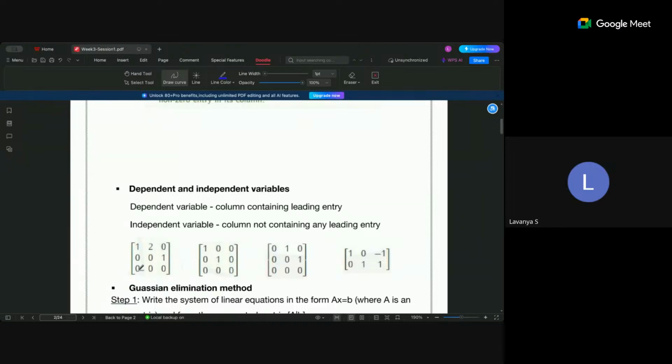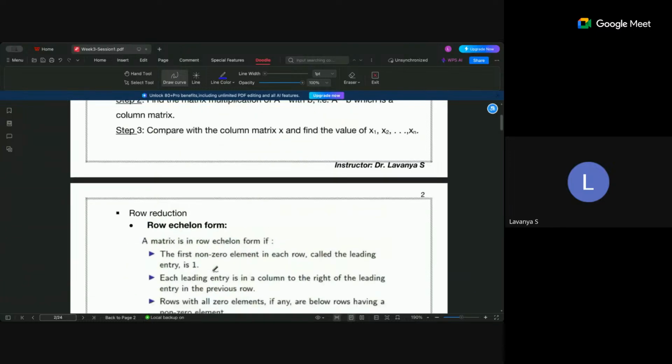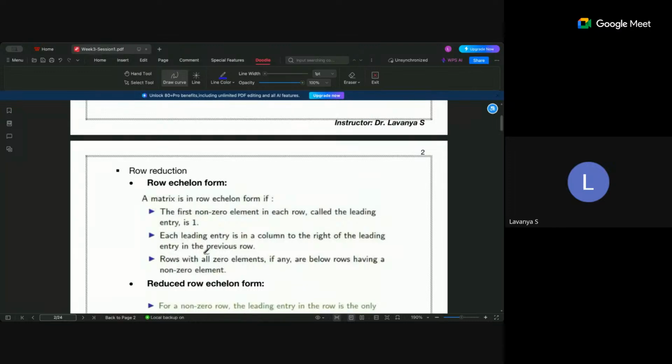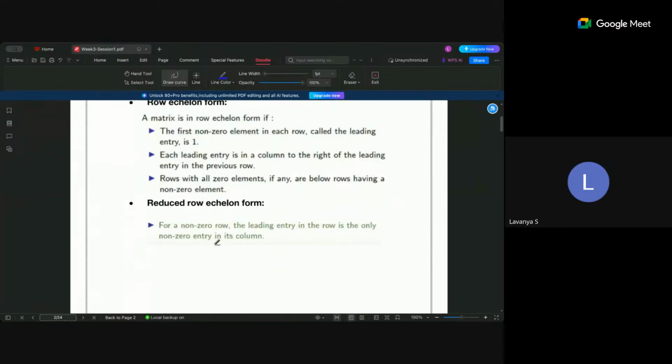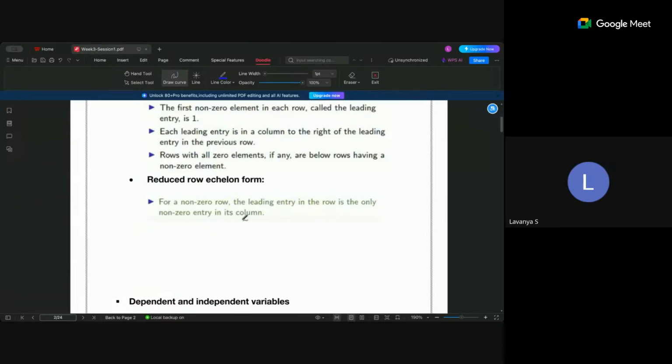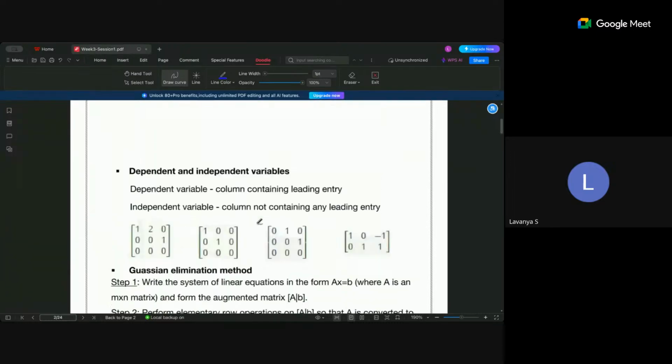The third condition is that if there is any zero row, then it should appear at the last. So these are the three conditions for row echelon form. And for reduced row echelon form, all these three things are needed, in addition to that, for any non-zero row, the leading entry in the row is the only non-zero entry in its column. It means what?